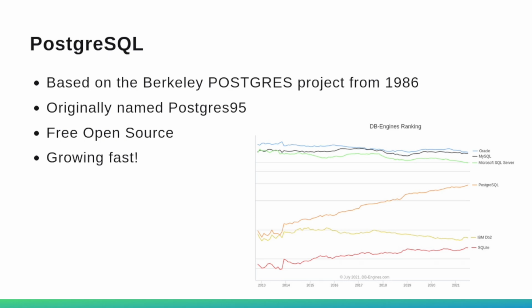If you look at the chart at the bottom right, this is the DB Engines ranking, which ranks different database engines over the years. And you can see the orange line for Postgres, which is gradually increasing over the years in popularity. And this means that Postgres as a database becomes more and more popular. So most likely you are in the right class.